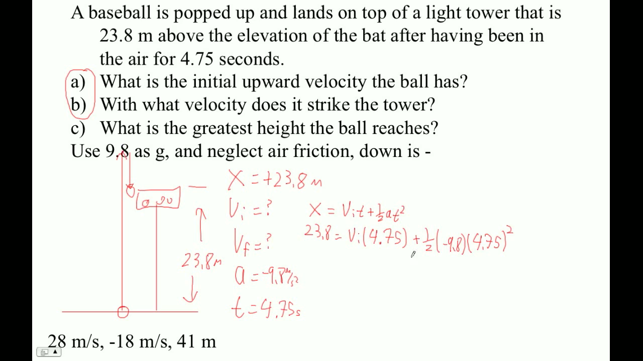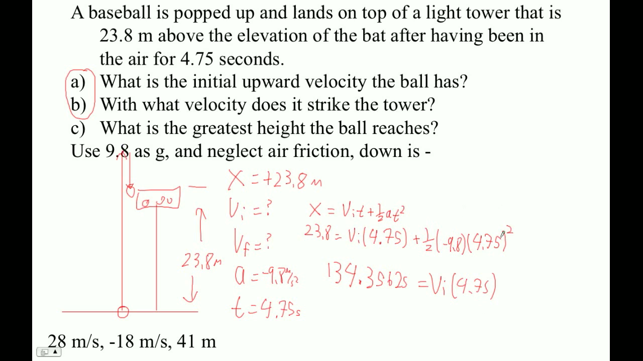So I'm going 0.5 times negative 9.8 times 4.75 squared. That's negative 110.55, right? Okay, and then I'm going to subtract that negative from 23.8. And I get this side here is 134.35625 equals VI times 4.75.